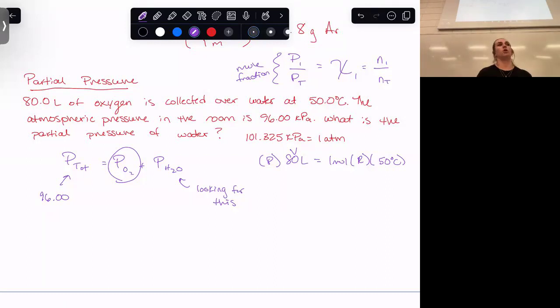For this one, in PV equals nRT, your R is going to be in liters times ATM. So you want to find your pressure in ATM, and then you have to convert ATM to kilopascals. This is 96 kilopascals, so it should be converted to one or the other. You can find your pressure in ATM and then convert it to kilopascals, or you can take your kilopascals and convert it to ATM. It doesn't matter.